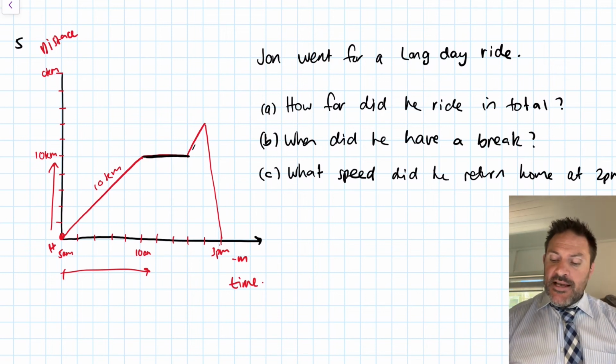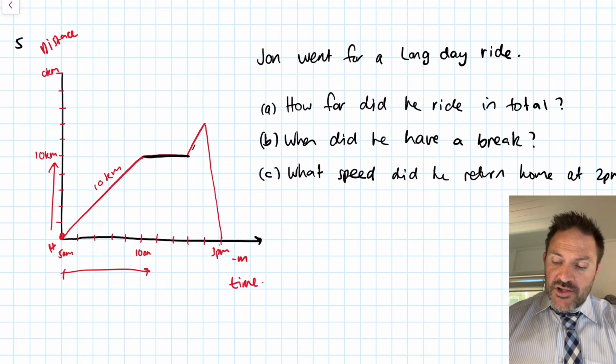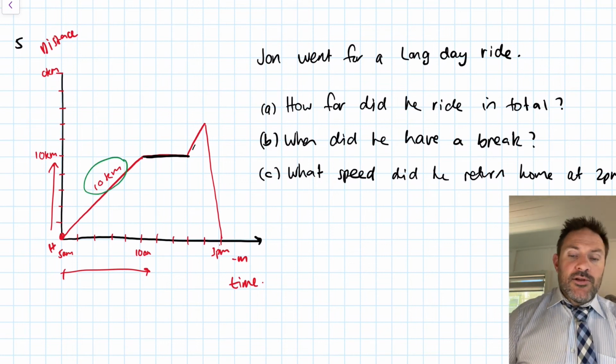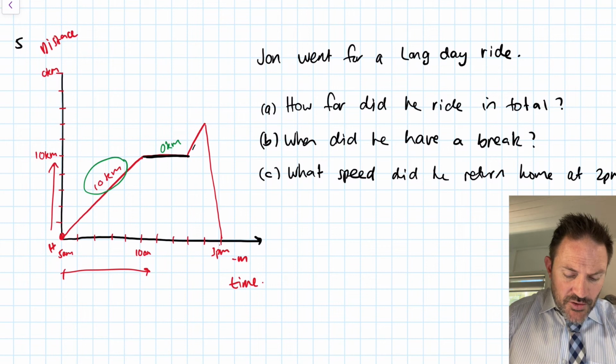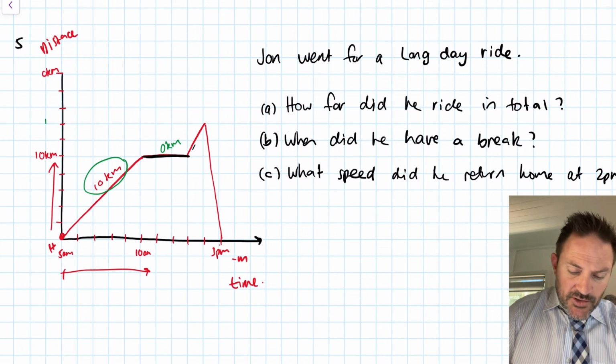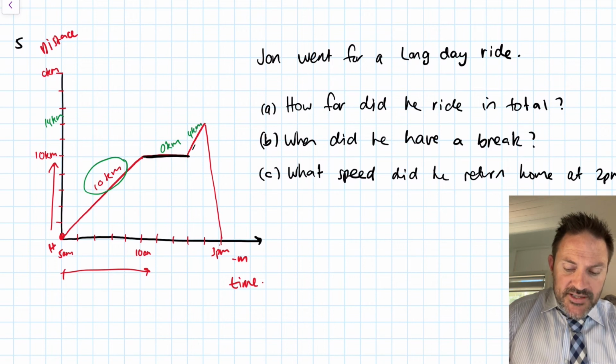So the first question says, how far did John ride in total? Well, he rides 10 kilometers from 5 to 10. He doesn't ride anywhere from 10 to 1. He then goes, well, it's going 2, 4, 6, 8, 10. It's going up by 2, isn't it? So 2, 4, that's 14 kilometers. So he does another 4 kilometers here.